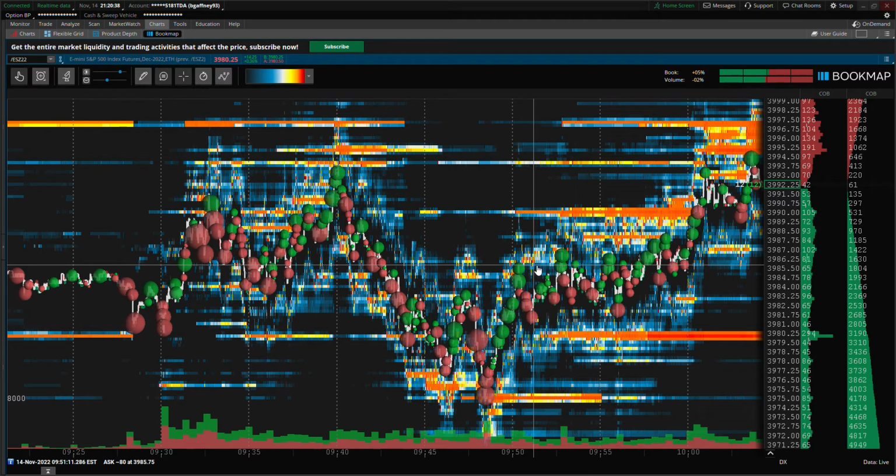So basically, Bookmap is going to be level 4 data. That's what they refer to it as. It's basically a combination of time and sales, pending order liquidity. It combines all that together to give us a visual aid of where price is going.